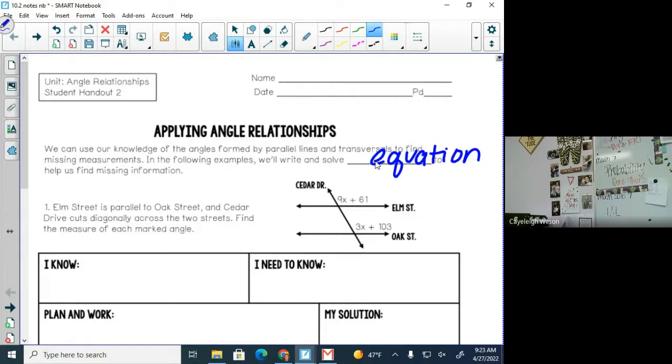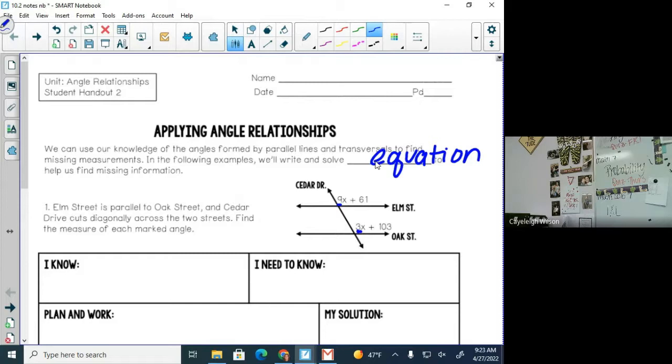All right, so number 1 says Elm Street is parallel to Oak Street and Cedar Drive cuts diagonally across the 2 streets. Find the measure of each marked angle. Now, what I want you to do with these, I want you to always first decide what type of angles they gave you. So they gave you this angle and this angle. Would you say that those are corresponding, alternate interior, alternate exterior, vertical, or supplementary? They're corresponding because they're located in the same spot.